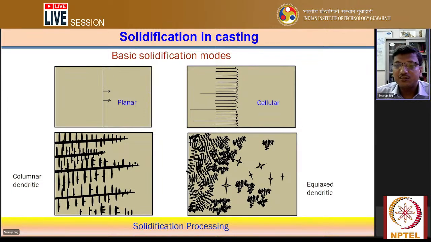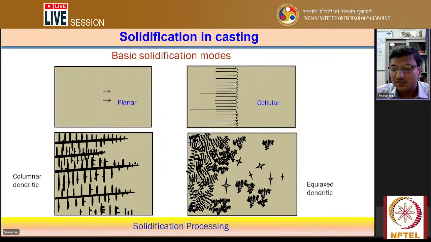The basic solidification modes: if you see the planar interface, the solid liquid interface moves in the form of a plane. Then it creates some kind of cellular structure. Another mode is the columnar dendritic mode. In the dendritic structure, there is one primary dendritic arm, and gradually secondary dendritic arms and tertiary dendritic arms form in different ways. That is called the columnar dendritic structure.